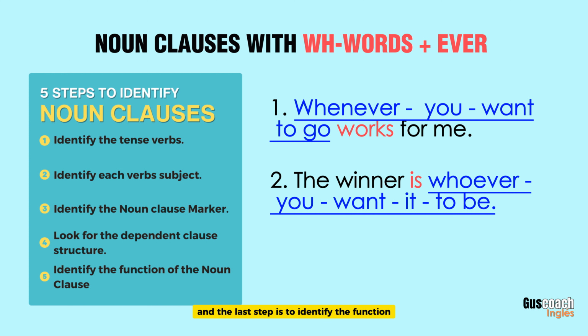And the last step is to identify the function of the noun clause in each one of the sentences. As I mentioned earlier, in sentence number 1, the noun clause whenever you want to go is acting as the subject of the verb works, whereas in sentence number 2, whoever you want it to be comes after the verb is. Therefore, this noun clause is acting as a subject complement. Remember, when you have the verb to be, whatever comes after is what we call a subject complement.